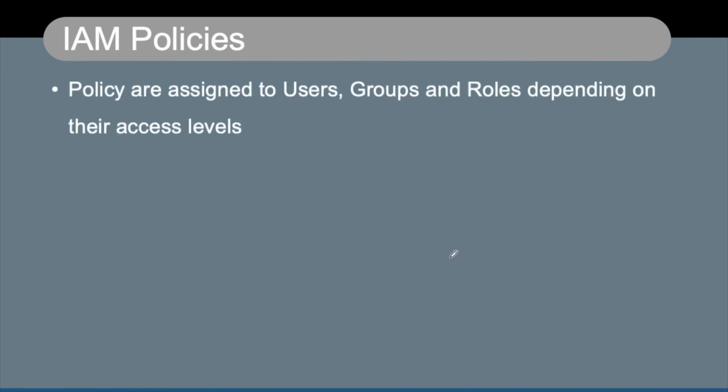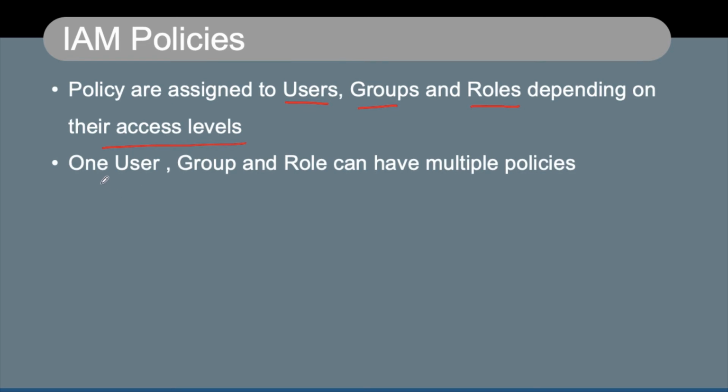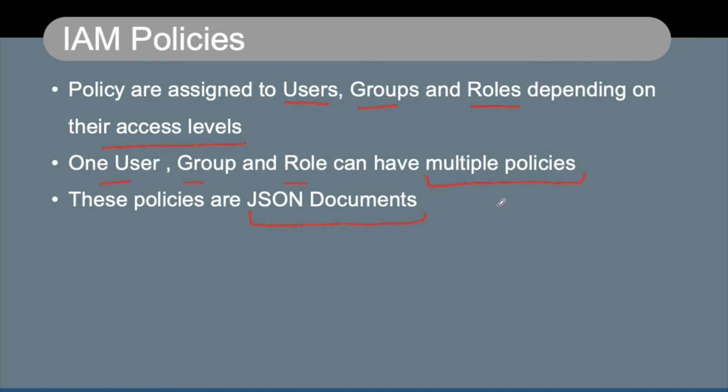Now, IAM policies are typically assigned to users, groups, as well as roles, depending on their access levels. One user, group or role can have multiple policies. So it is not mandatory to have all the permissions in one policy. You can have different permissions in different policies, and you can assign more than one policy to one particular user, group or role. These policies are typically JSON documents, JavaScript Object Notation documents.